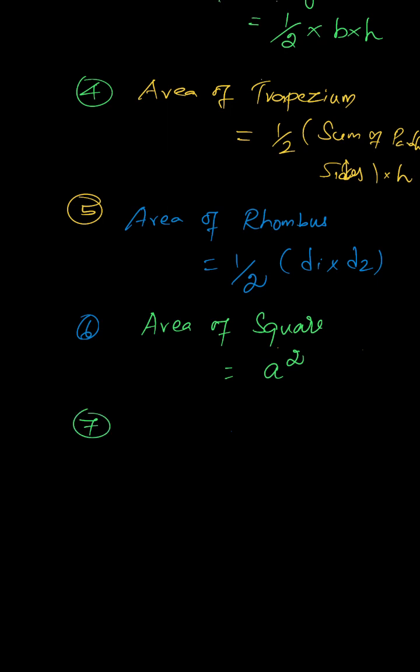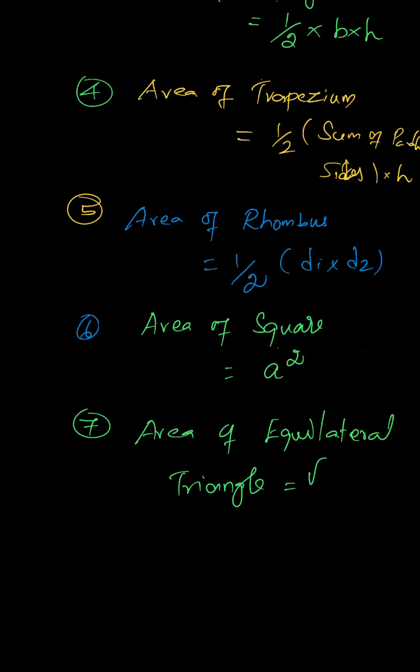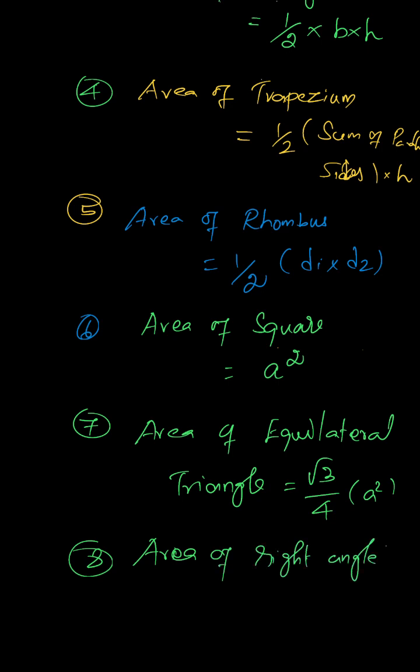Next 7th one. Area of equilateral triangle. Equilateral triangle oda formula enna appadina root 3 divided by 4 into a square. Next 8th one. Area of right angle triangle, which is equal to half into base into height. Half into base into height.